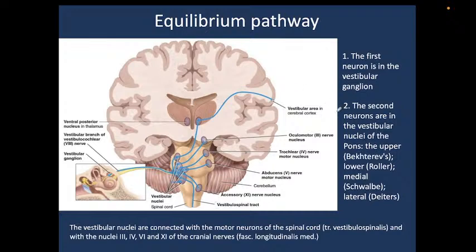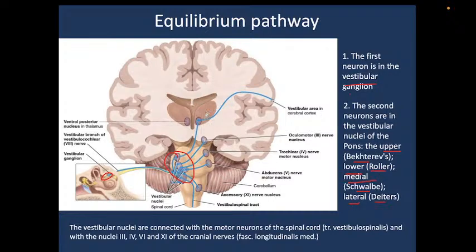It also has four groups of neurons. First neurons are located in the vestibular ganglion. Then second neurons, they are vestibular nuclei. They are named after four neurologists: Bechterew, Roller, Schwalbe and Deiters. Or, more often, we call them upper nuclei, lower nuclei, superior and inferior, medial and lateral nuclei.